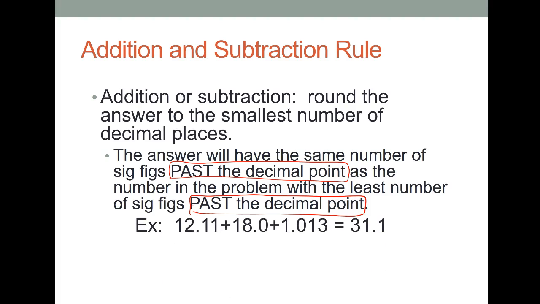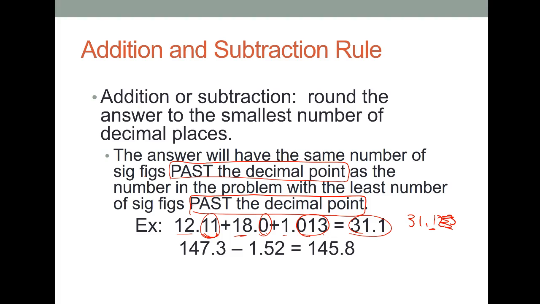So if I do this calculation, my calculator says 31.123. Well, this has 2 sig figs after the decimal point, 1 and 3. I'm not worried about these numbers in front, only worried about after the decimal point. So I have to round it to 1 sig fig. The 2 does not round it up. That's why my answer is 31.1.